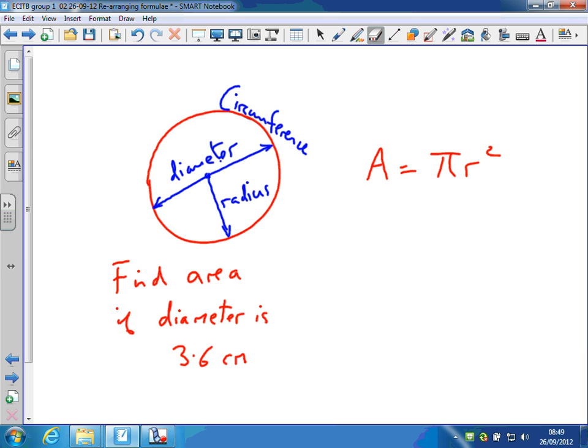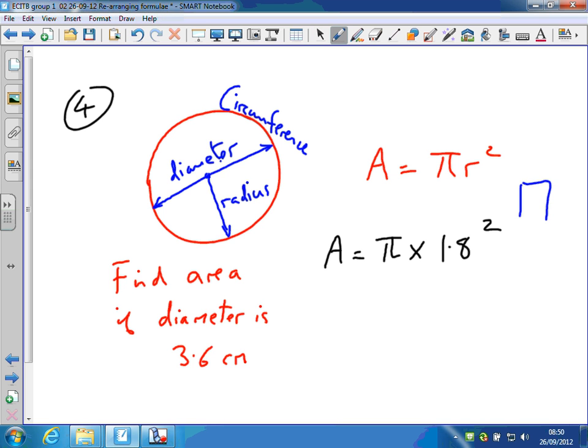So we've got a formula. We spent some time last week using formulas, plugging numbers into formulas on the calculator and stuff like that, trying to get used to the buttons. So what I do in here is the area equals pi times the radius, which is 1.8 squared. That's literally what I type into the calculator, pressing the x squared button for the squared.